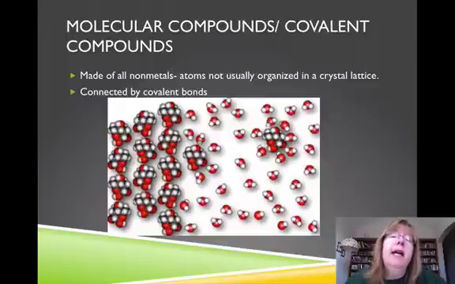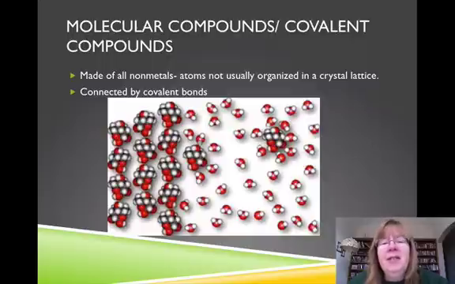Let's talk about molecular compounds. They use covalent bonding, and so sometimes they're called covalent compounds. So they're the same thing, molecular covalent compounds. These are made of all nonmetals, and the atoms are not usually organized in a crystal lattice at all.